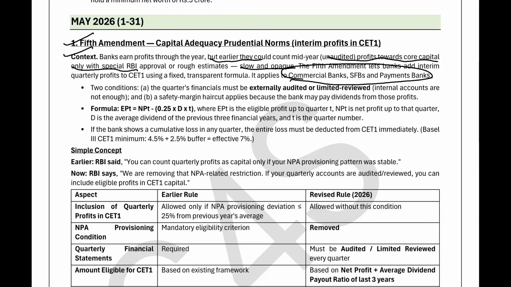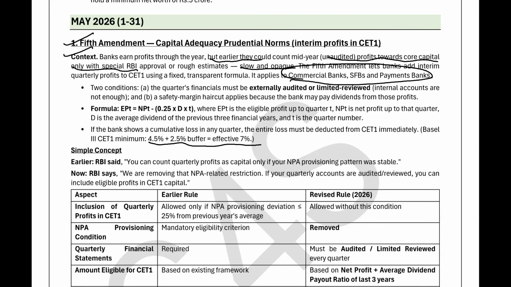पहला है, the quarterly financials must be externally audited or limited reviewed, internal accounts are not enough. B, a safety margin haircut, which applies because the bank may pay dividends from those profits. The formula is not important for your examination, just read it. If a bank shows a cumulative loss in a quarter, the entire loss must be deducted from CET1 immediately, which is Basel 3. CET1 minimum is 4.5 plus 2.5 buffer, which is effectively 7%.